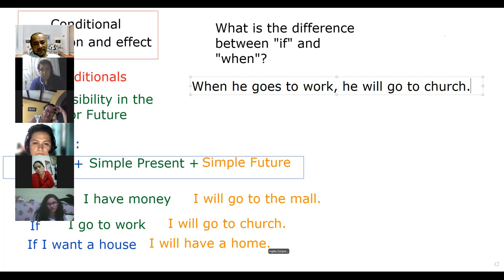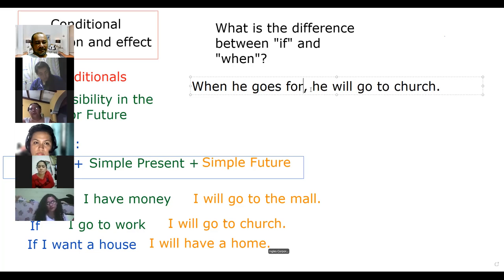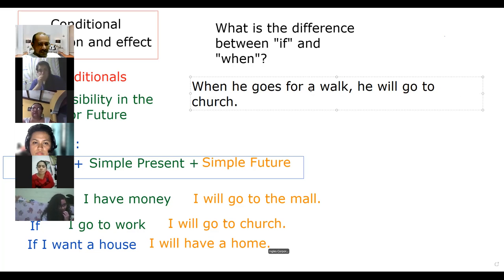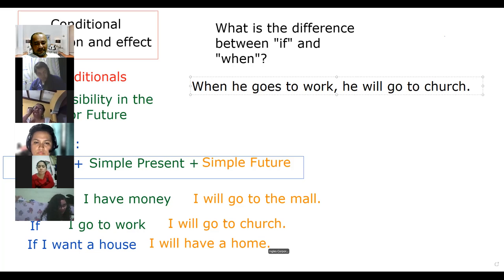Okay. I don't know. Did you want to say que va a ir a la iglesia cuando tenga trabajo? Is that what you wanted to say? No, no. Cuando, when he, caminar. Oh, okay. When he goes for a walk, you mean? Cuando él se dirige al trabajo, él siempre pasa por la iglesia. Okay, when he goes to work, now here you would need to use simple present. He goes to church, okay?